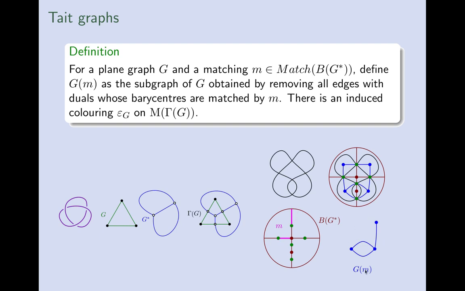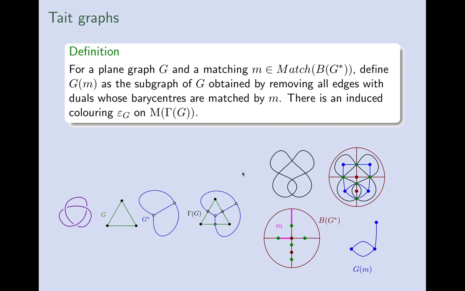So if the matching was called M, this is G of M. So what is written here is that for any matching inside a barycentric subdivision of the dual graph of a plane graph, we can define this complementary subgraph in the starting plane graph that we had with respect to this matching.